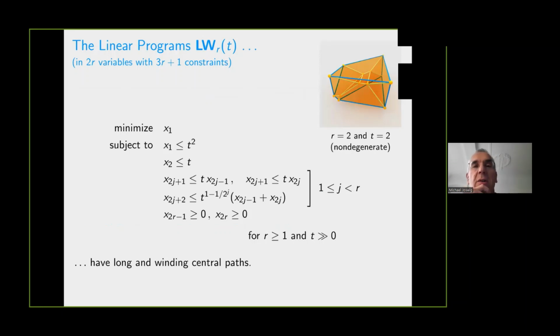So as you saw, they depend on two parameters, r and t, and r just dictates the size of the linear program, and the t does something that you didn't see yet. The t occurs in the coefficients of the linear program. So what you see here is the full version of this family of linear programs. The optimization function is very easy. You just maximize the first coordinate. So the coordinates are x1 up to x sub 2 times r. And so we have 3 times r plus 1 many constraints.